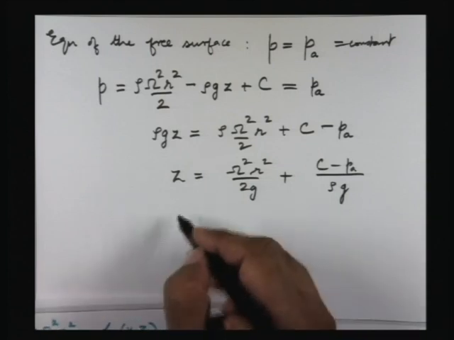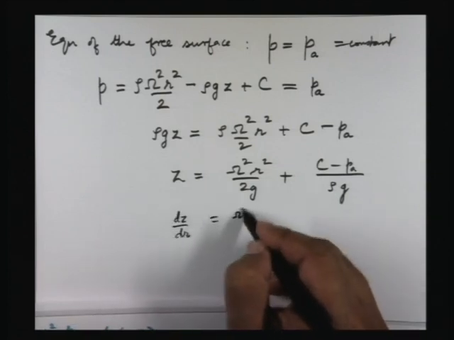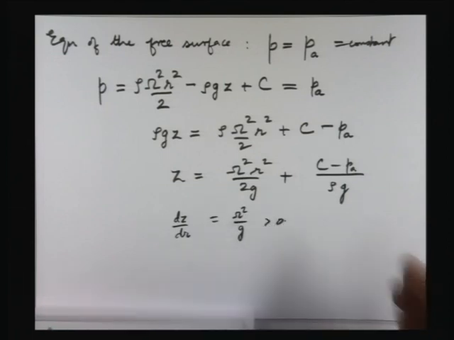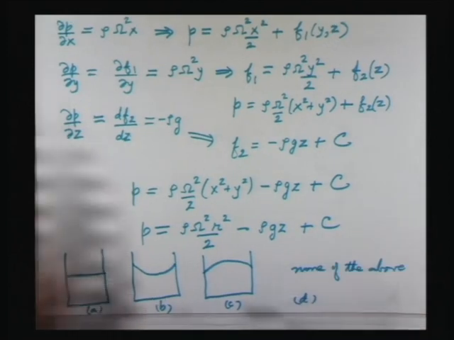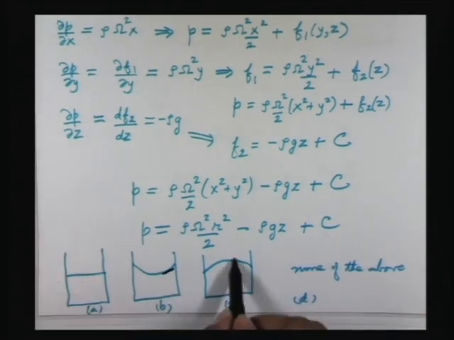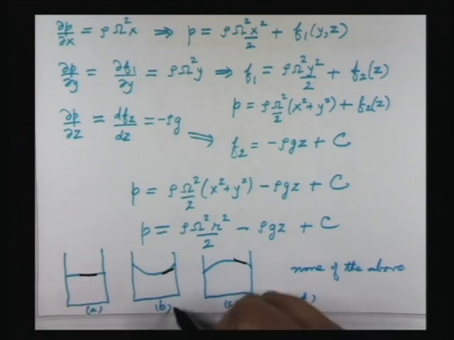Now you see that if I look at dz dr, this is omega squared r by g, which is positive for positive r. So if you look at the slope here, this one has positive slope and this one has negative slope, and this one has 0 slope. So this is the correct answer.